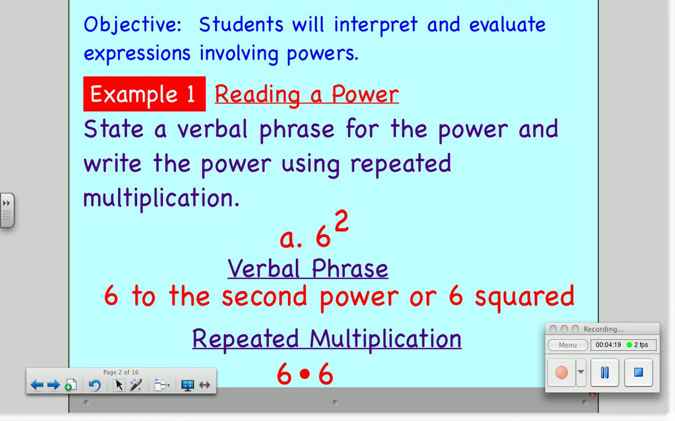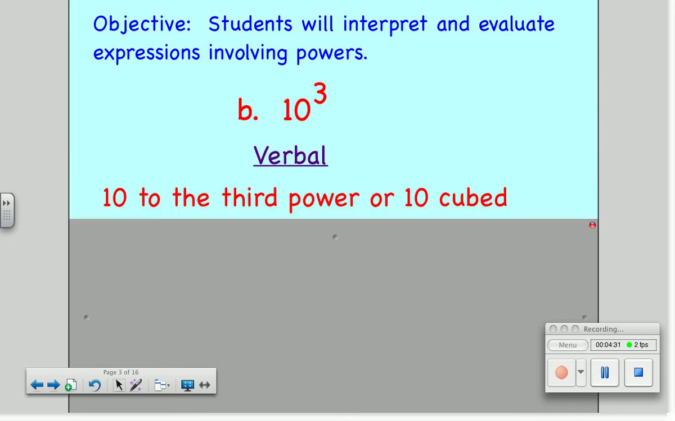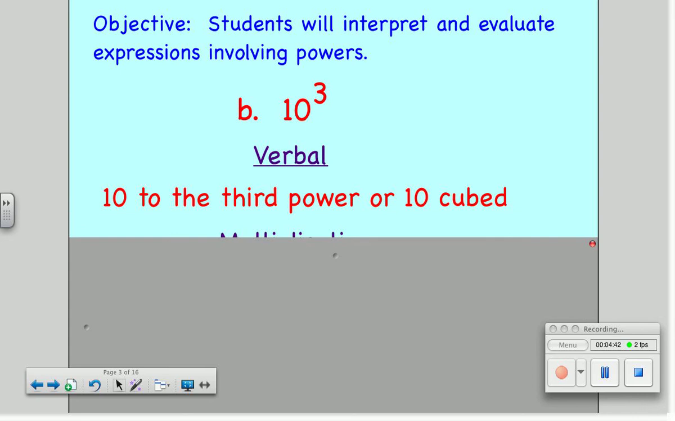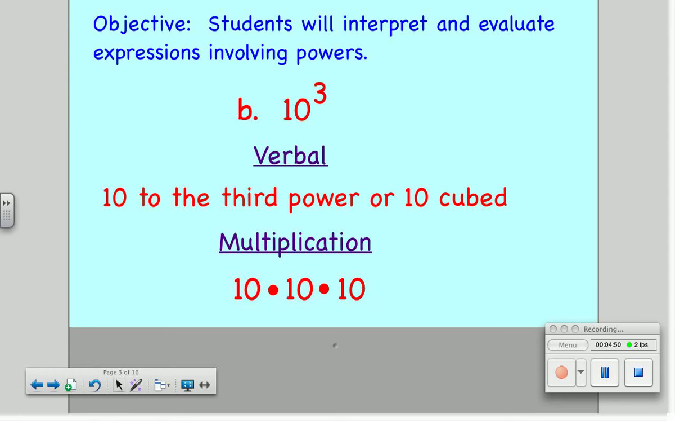Okay, again, you didn't have to write any of that down. We're just going over it. Example B, again, same thing. Verbally, how do we say this? We say 10 to the 3rd power. Right? Or, as you learned last year, when it's to the power of 3, we also call that cubed. So, 10 to the 3rd power or 10 cubed. And then how do we write that as repeated multiplication? We write 10 times 10 times 10. Again, you don't have to write any of this down. Okay? Next screen.